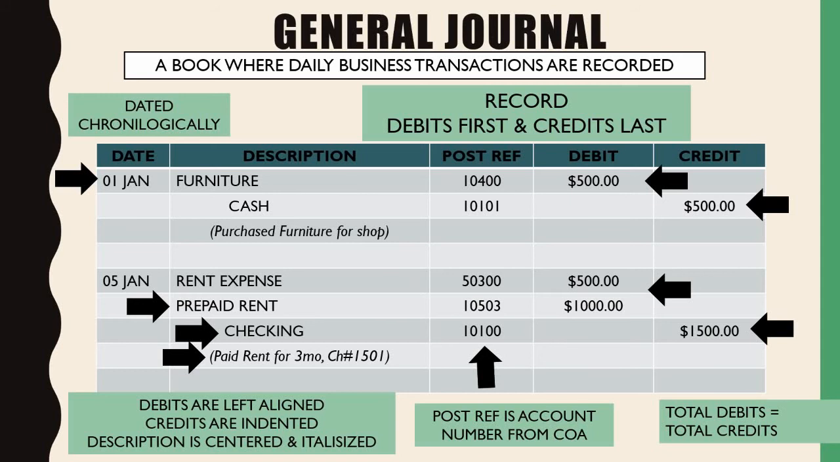The third thing is your post reference. Now, this is only applicable to you if you use account numbers, okay? If you do not use account numbers, then this is going to be blank for you guys, okay? But if you do use account numbers, that's another way to double-check yourself, making sure that you're using the correct account, by using the post reference as the number in your chart of accounts. As we mentioned before, my checking account was account number 10100, right?